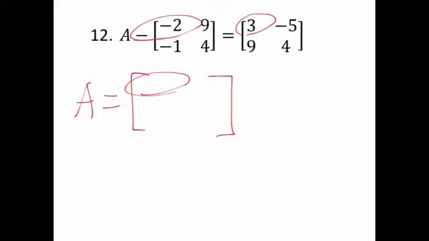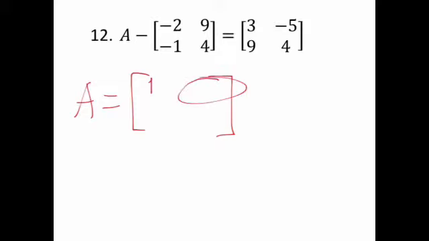Well, minusing a negative 2 is the same thing as adding 2, so 1 plus 2 gives me the 3 I'm looking for. The next piece, something minus 9 is going to give me a negative 5. Well, if you take 4 and subtract 9, you'll get negative 5, so that's going to be 4.